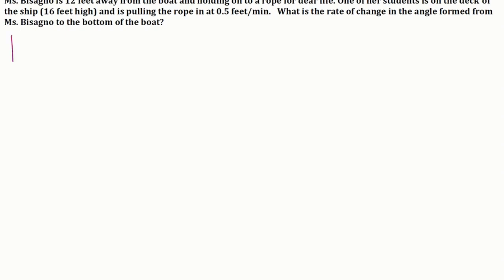So we've got a boat. I'm just gonna kind of draw like this is the boat. It's not great. Okay, there's a boat. Here's Miss Bisagno. She is holding on to a rope for dear life. One of her students is on the deck of the boat. So here's my student over here. They're holding on to a rope. I'm gonna assume that rope is really tight. And I'm in the water holding on. Now at this moment in time, I am 12 feet away from the boat. But the student is pulling in the rope. So as the rope gets shorter, I'm being pulled closer to the edge of the boat.